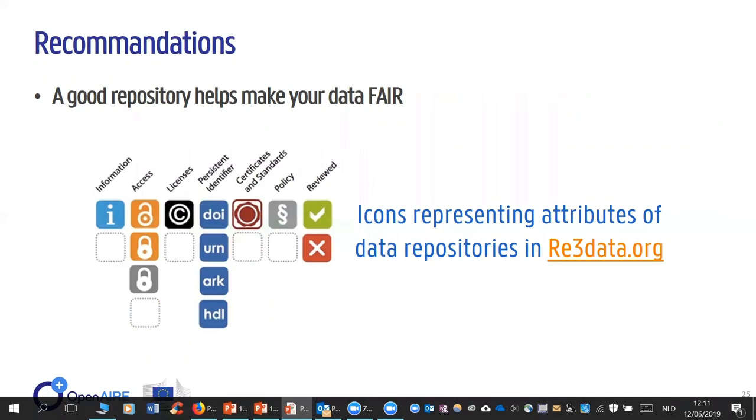Some recommendations. If people come to me and say, okay, I need to write a data management plan and I do not know where to start, keep in mind that this is a fairly new requirement. So it's normal to have a lot of questions when you first have to write a data management plan. What I would recommend is to look at repositories and find a suitable repository before the end of the project, because as re3data indicates with their icons, repositories can make a big difference.